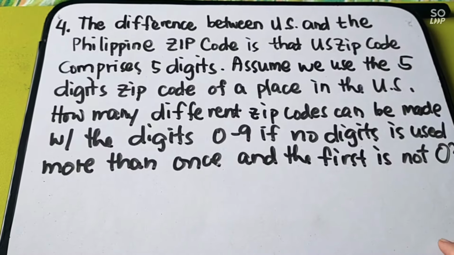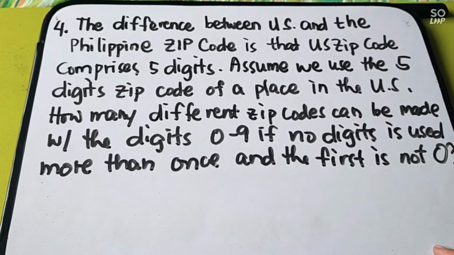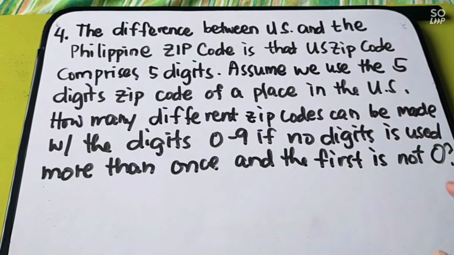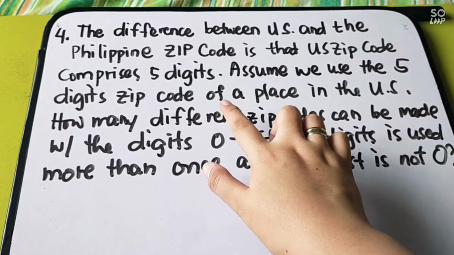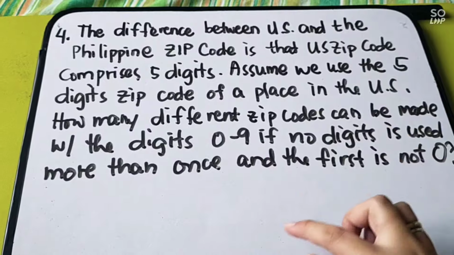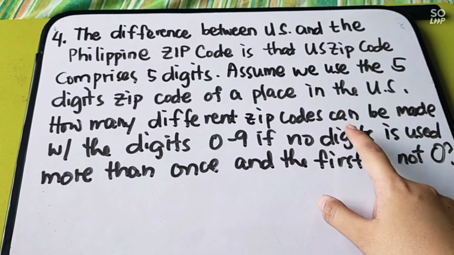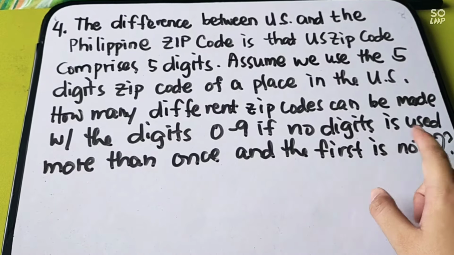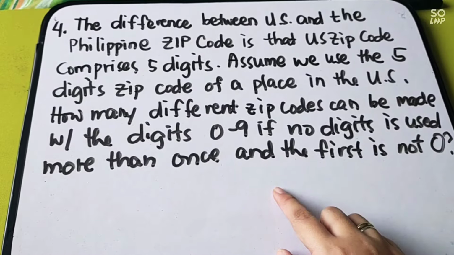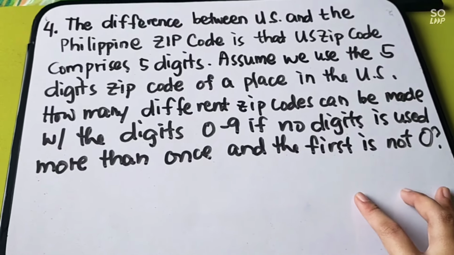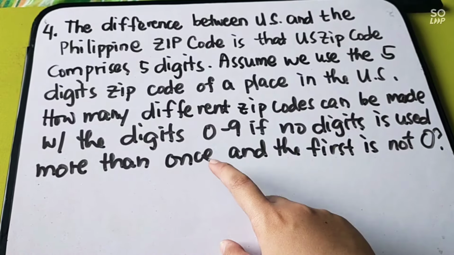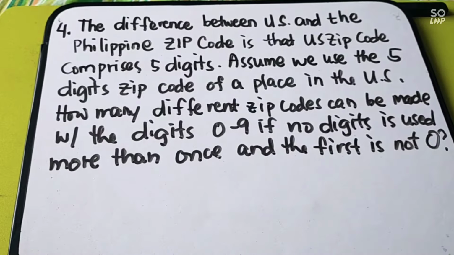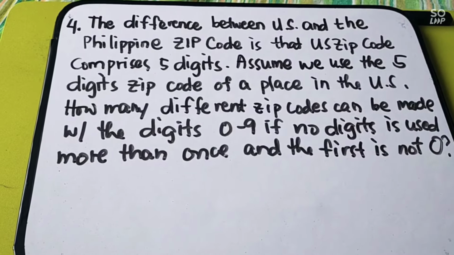Number 4. The difference between US and the Philippine zip code is that US zip code comprises 5 digits. Assume we use the 5-digit zip code of a place in the US. How many different zip codes can be made with the digits 0 to 9 if no digit is used more than once? And the first is not 0. When you say not more than once, hindi pwedeng mag-repeat yung ating numbers. So, let us have the solution.